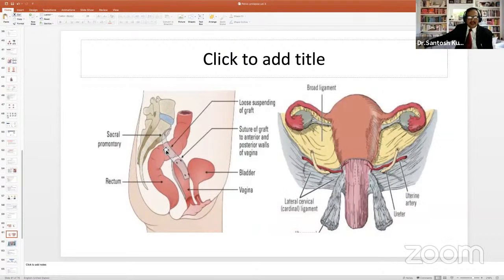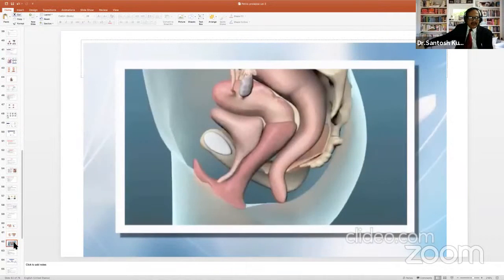This is another picture showing sacrocolpopexy. Sacrocolpopexy can be combined with hysterocolpopexy.